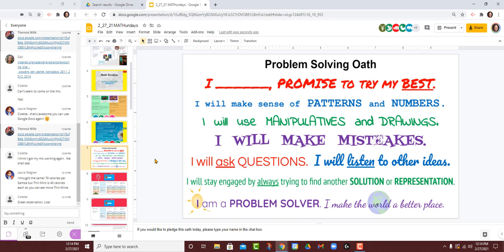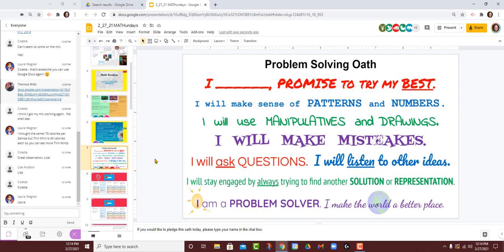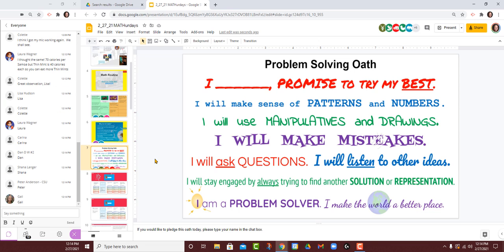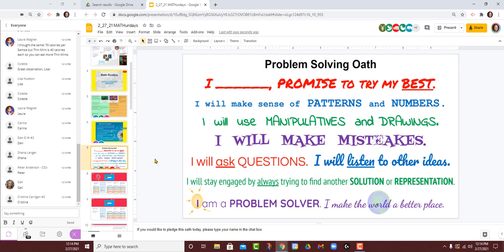So on slide 7, this is the problem-solving oath that I like everyone to take a look at. If you would like to pledge this oath today, put your name in the chat box. It says, I, Teresa, promise to try my best. I will make sense of patterns and numbers. I will use manipulatives and drawings. I will make mistakes. I will ask questions. I will listen to other ideas. I will stay engaged by always trying to find another solution or representation. I am a problem solver. I make the world a better place.